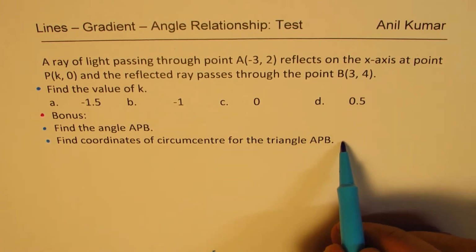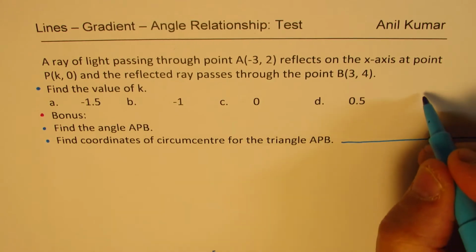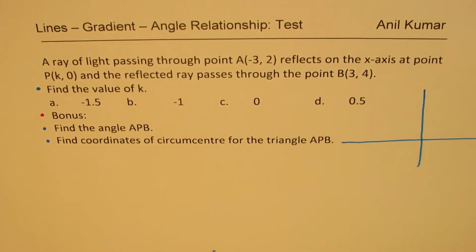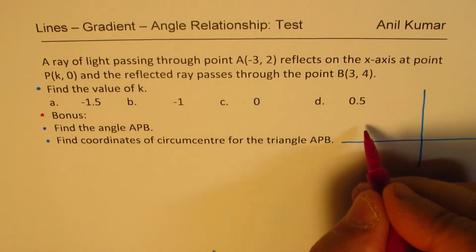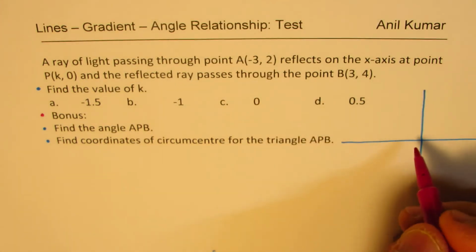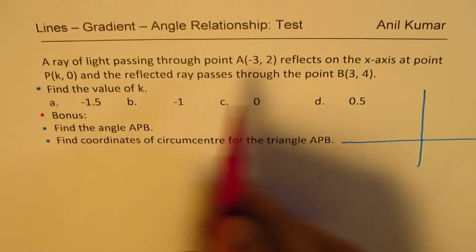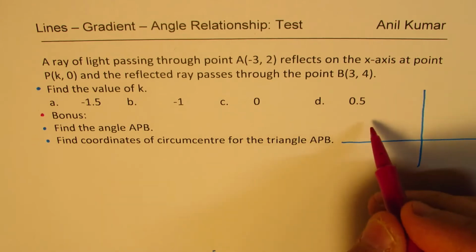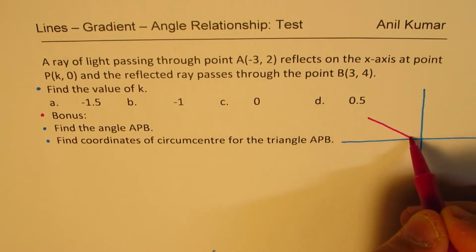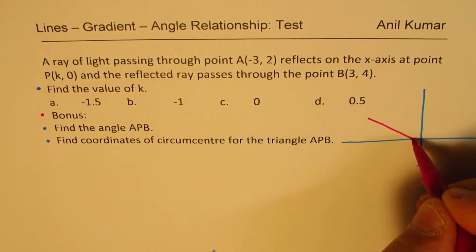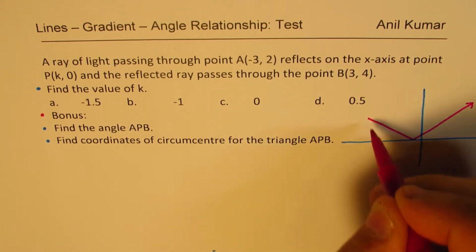Let's try to understand the scenario first. So let me just make a rough sketch here. So we have a point A, let's say somewhere here, minus 3, 2 somewhere here, and B is 3, 4 somewhere there. So let's say we have a point here. So that's a ray, it gets reflected and goes like this, correct?